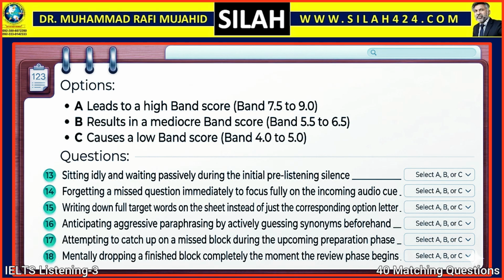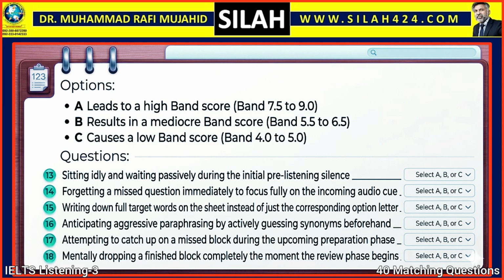That makes sense. What about when you actually miss an answer while listening? That completely derails me sometimes. That is a classic trap. Low-scoring candidates panic and commit the mistake of attempting to catch up on a missed block during the upcoming preparation phase. By looking backward, they ruin their preparation for the next set of questions, causing a domino effect of errors.